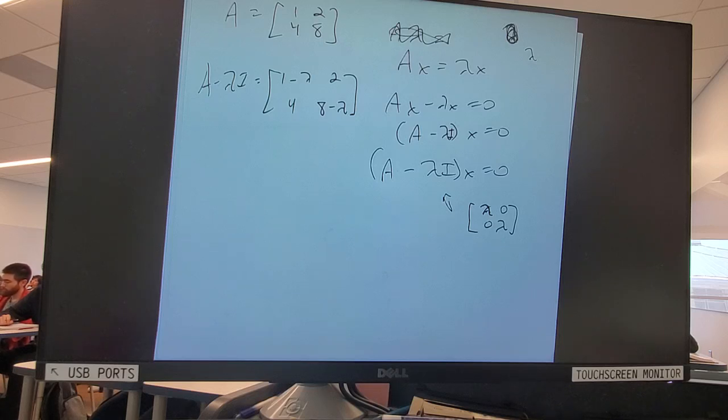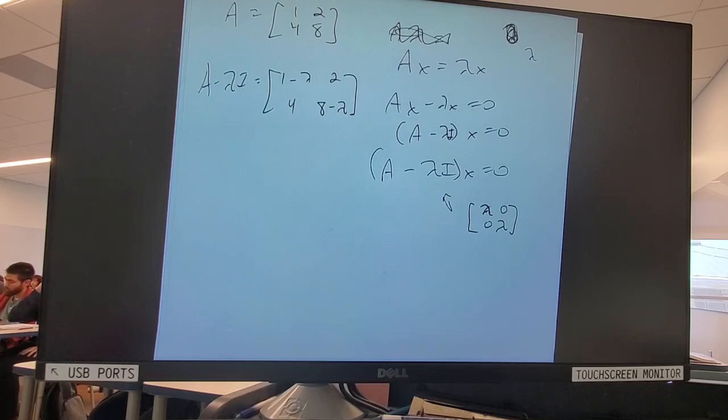When will Ax equals 0 have a non-trivial solution? When will Ax equals 0 only have 0 as the answer? If A is invertible, yes? Because then you just multiply A inverse on both sides, so you get x equals A inverse times 0, which is 0. The determinant is not 0. So I want to force the determinant of this dumb thing to be 0.